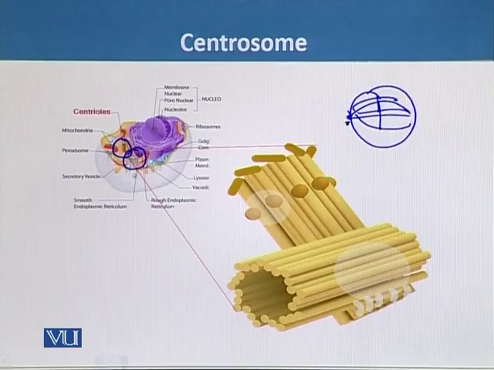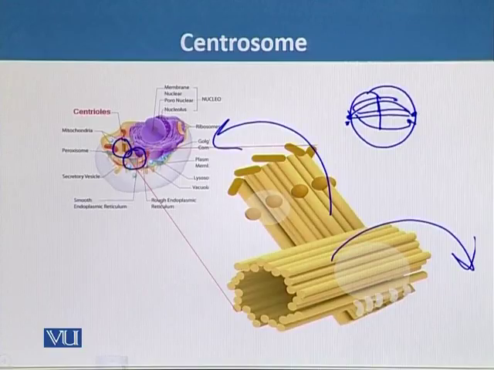And the centrosomes eventually move to either side of the cell and to the spindle fibers. Then the chromosomes are attached to these spindle fibers, and these chromosomes also move, half of the chromosomes move to either side of the cell. So they play a very important role in the cell division.